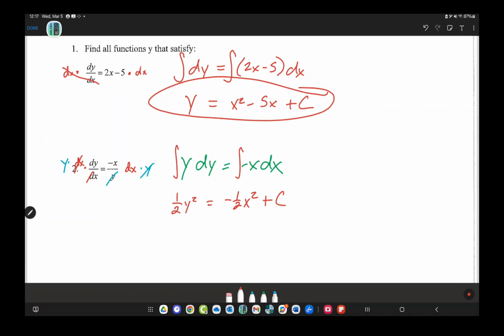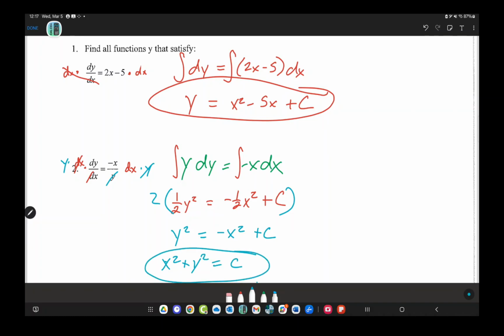If I want to make this a little bit easier, what could I do? Multiply by 2? Yeah. Now, is that going to change the constant? No. 2 times the constant is just a constant, so we can leave it as a constant. So I have y squared is equal to negative x squared plus c. What does this look like? A circle. To get it to be a circle, we have x squared plus y squared equals c. If you add x squared over, it wouldn't be.